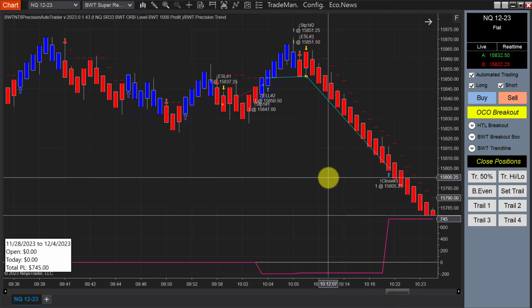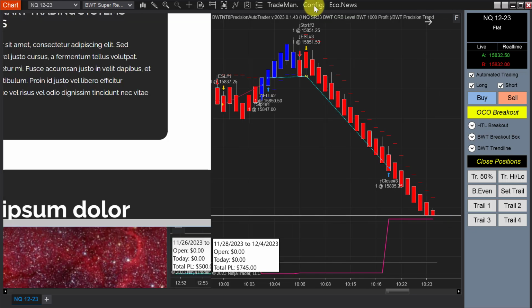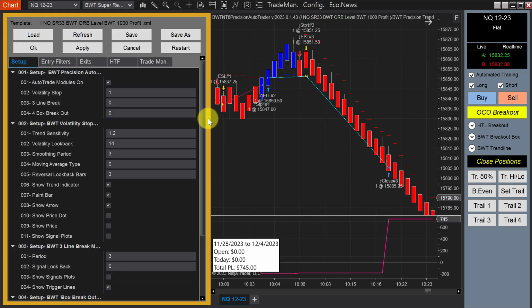I wanted to show the performance of the Autotrader. This is in an Apex account. You can tell when we have a yellow border here.